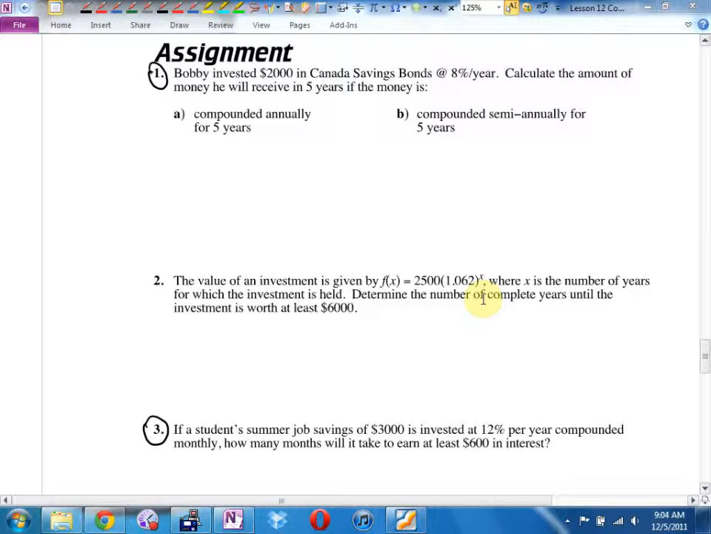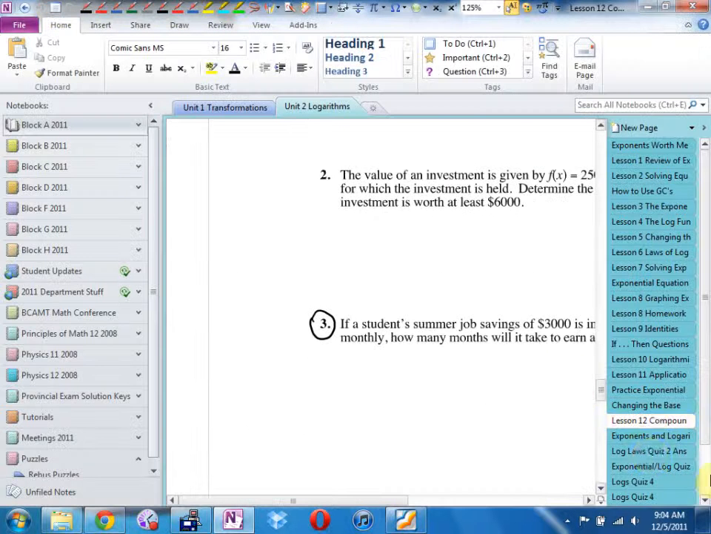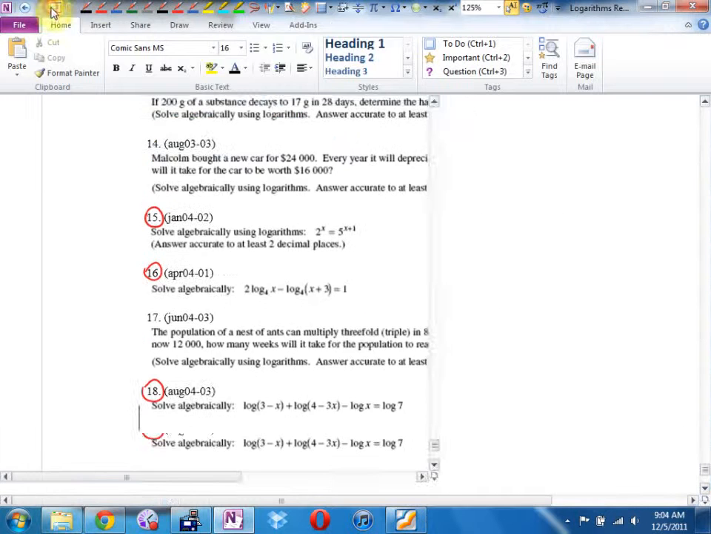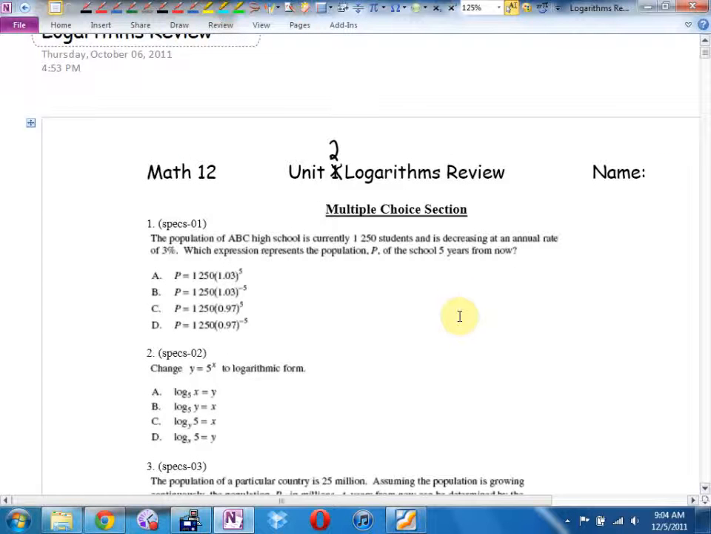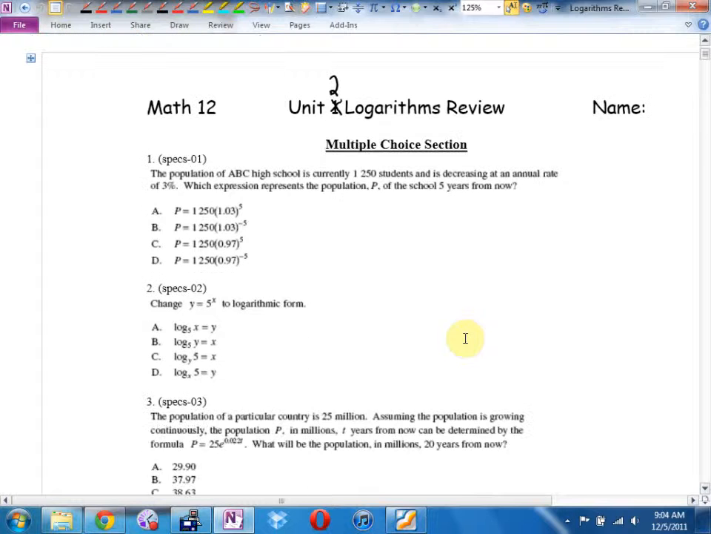Okay, can you all get out then your great big huge log review, this one here? There are some questions I'm going to tell you to nuke. Just be thinking. If you don't have it, you want to write this down somewhere. Everybody else find it, please. I handed it out at the very beginning of the unit. There it is. These are questions I think you can nuke.